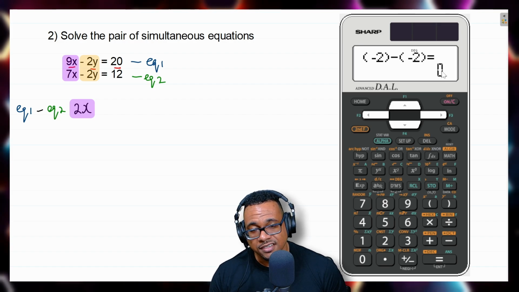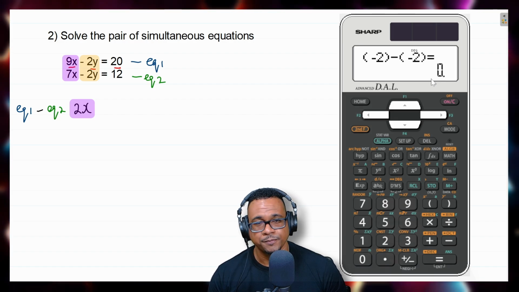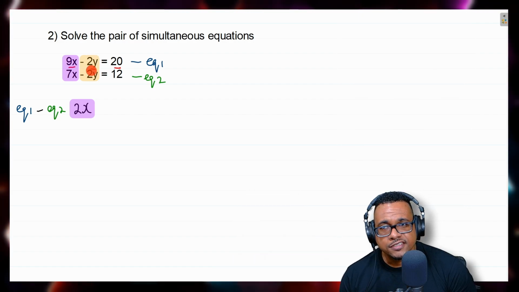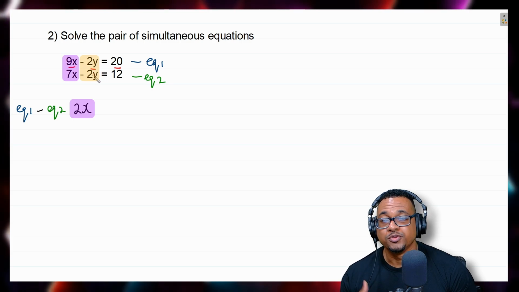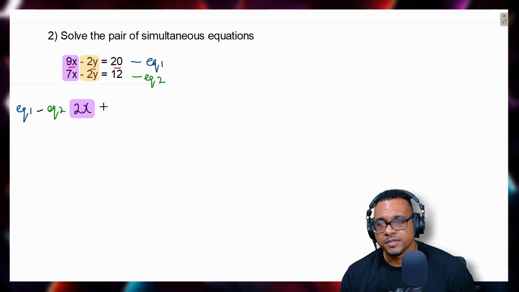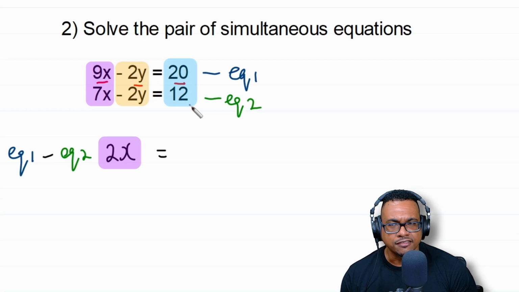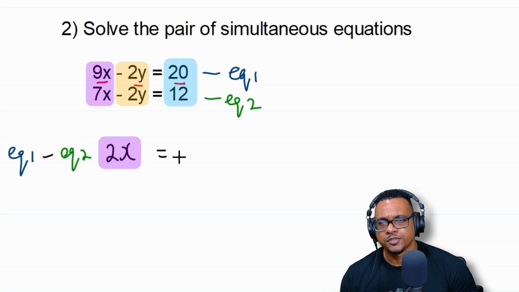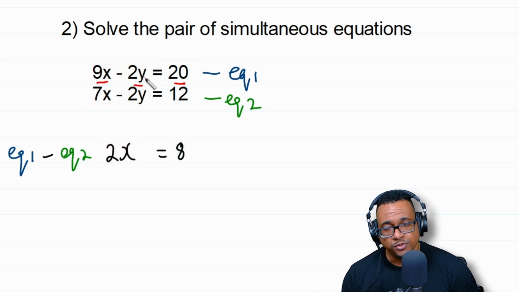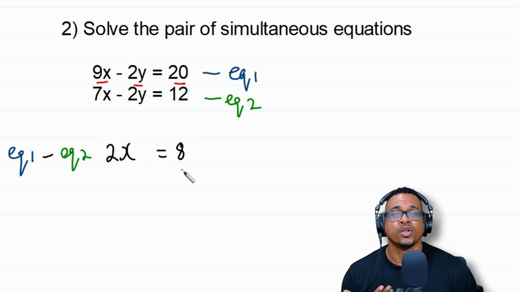Therefore, by subtracting, we're going to eliminate the y. So now this would give you 0. 0 is nothing, so we don't have to write anything. So we just put the equal sign. And now we have 20 take away 12, which will be 8. So we write 8 here. And now again, we went from having 2 unknowns to having 1 unknown. And we can solve this equation with 1 unknown.